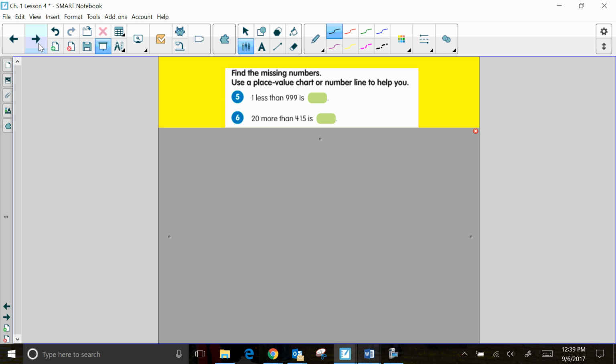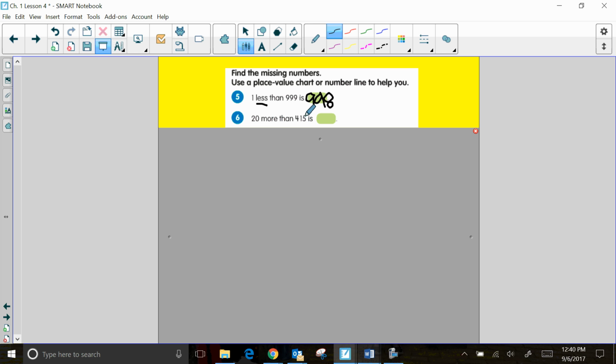All right, we can also find missing numbers, and you have a hundreds chart on your name tag to help you. One less. So here's my clue word, less. Less means subtraction or minus. So one less than 999 is 998. 9 minus 1 is 8.